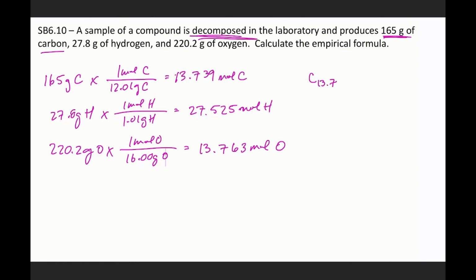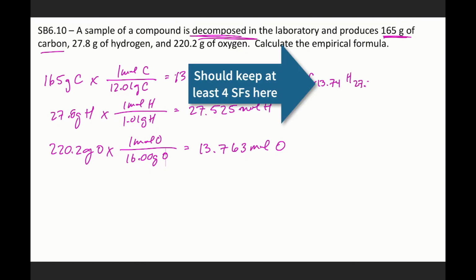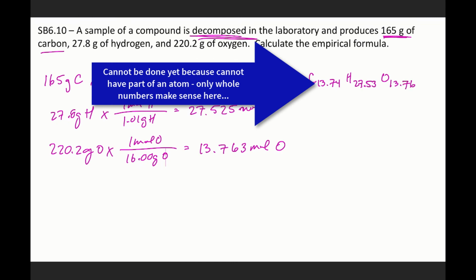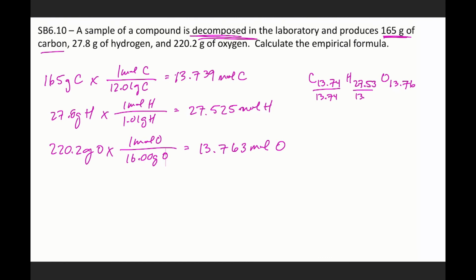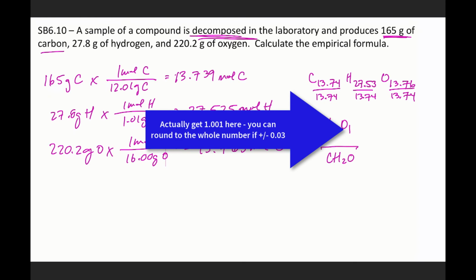So C 13.74, H 27.53, O 13.76. Now we'll reduce by the smallest number, 13.74. Dividing by 13.74 is always going to give C1, H is going to give us 2, and O is going to give us 1. And my formula is now CH2O. Does that make sense?